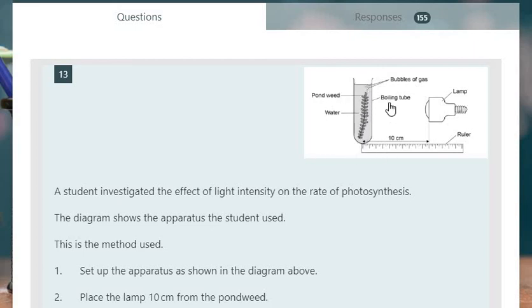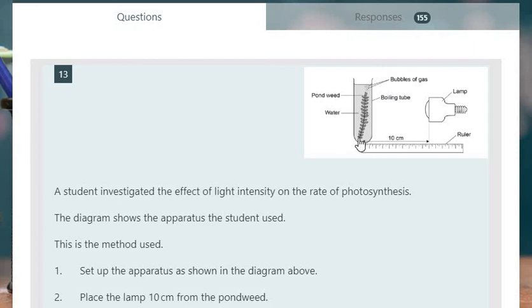We're going to stick it in a big beaker that's full of water, and what that will do is that the heat energy that is coming off this lamp is going to get absorbed by the water in the beaker, and it's going to help to maintain a constant temperature in this boiling tube for the pondweed. So it's going to stop temperature affecting the rate of photosynthesis, because temperature is another factor that will affect photosynthesis.